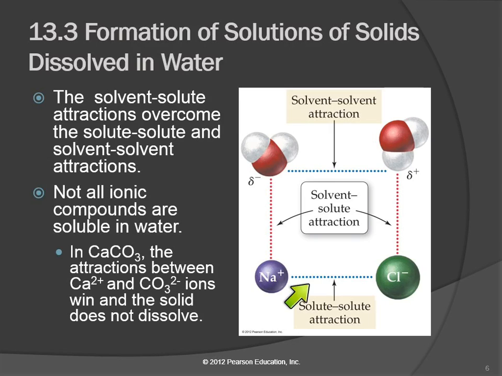So many ionic compounds dissolve in water, but not all of them. We talked about solubility rules back when we talked about precipitation reactions. Things like calcium carbonate don't dissolve in water. Calcium carbonate is one of the components of that rusty hard water scale that builds up on the faucets and things. Calcium carbonate is an ionic compound, but it doesn't dissolve in water because the attractions between the calcium ions and the carbonate ions are too strong. And it would rather stick to itself than get involved with water.